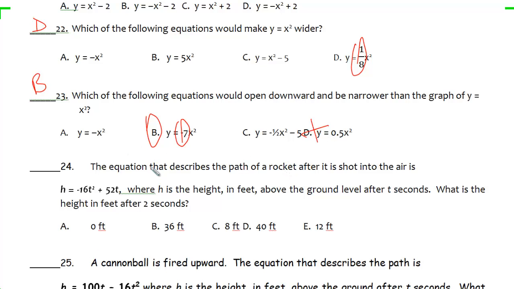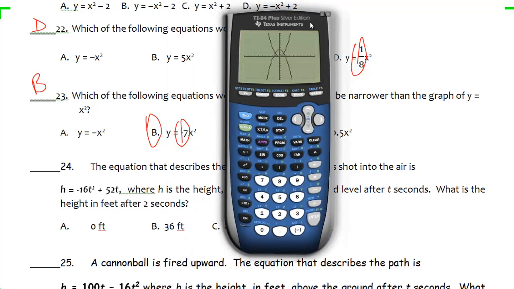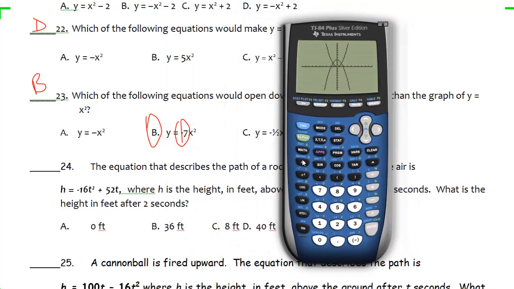Then we get into some story problems, which aren't that difficult. I have an equation that describes the path of a rocket shot into the air. Let's just graph this in our calculator. We'll make it real easy. Go to y equals. I'm going to clear these out. I'm going to put in negative 16. My calculator doesn't have the variable t, so I just use x squared plus 52x.